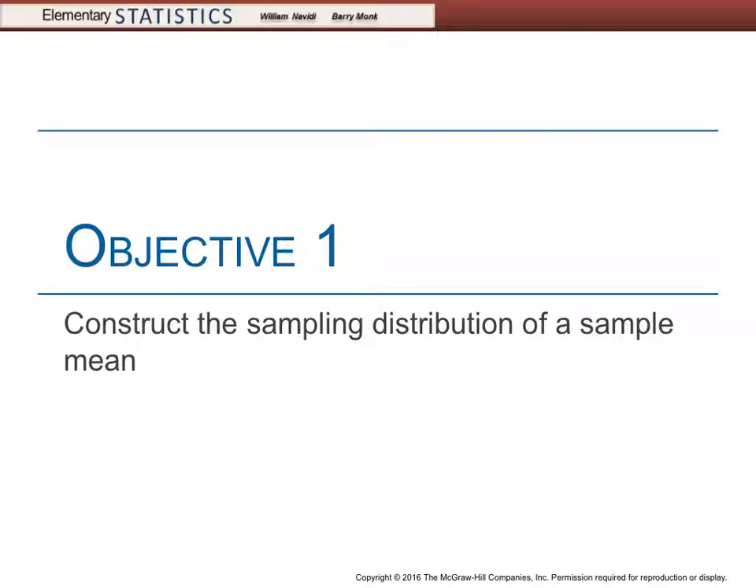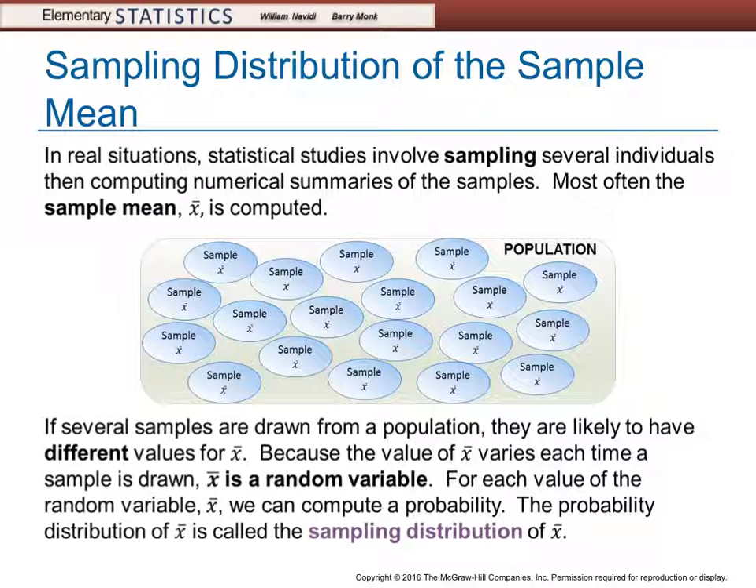Our first objective is to construct the sampling distribution of a sample mean. In real situations, statistical studies involve sampling several individuals, then computing numerical summaries of the sample. Most often, the sample mean, x bar, is computed. So in this example, we have a population, and inside the population we have various samples that have been taken, and there's an x bar associated with each one of those samples.